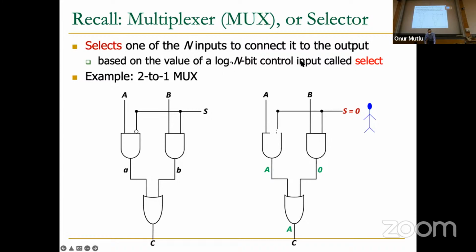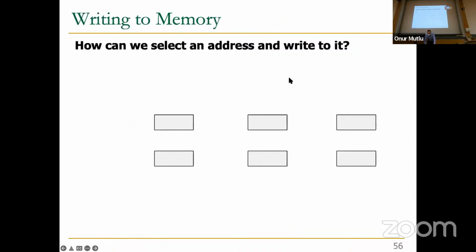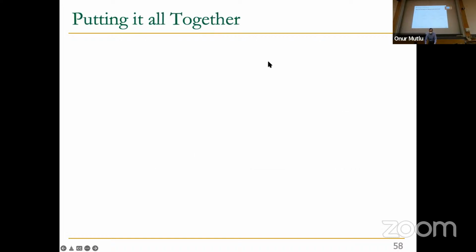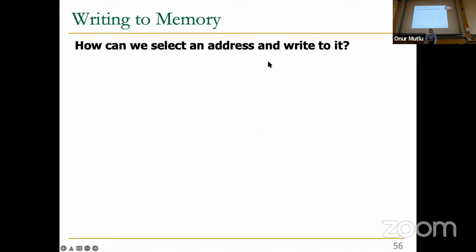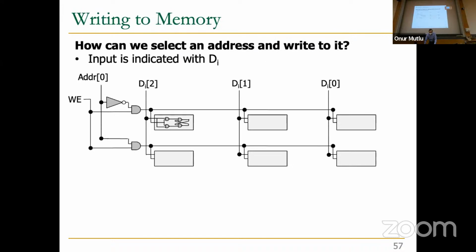We're going to actually build a bigger memory right now. But before that, we want to be able to write to the memory also. I just showed you how to read from memory. Writing to memory is again very similar. We need to select an address and write to it. Basically, we use the write enable bit. We've already seen this write enable bit. We're going to add that.